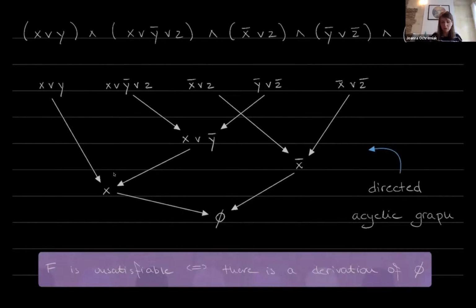On this picture, this proof is a tree, but in general it can be a directed acyclic graph, so you can reuse things. If you derive something, then you can use it many times to derive new things. So that's a definition of a resolution proof.